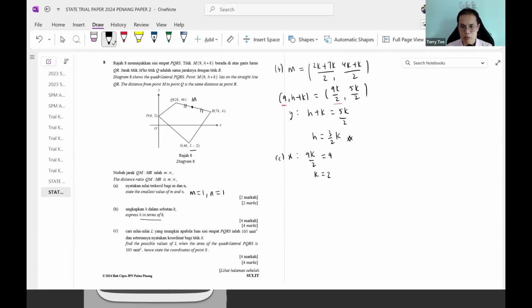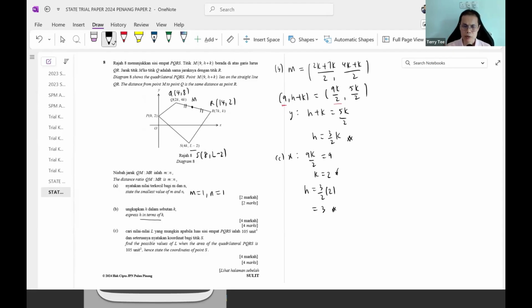So once you got your K, we're going to sub inside your H: 3 over 2 times 2, your H is 3. Okay, I've got all this already. Now, maybe it's better we sub everything inside. Your Q, K is 2, 2 times 2, this is 4. 4 times 2, this is 8. R here will be 7 times 2, 14, and this is 2. S will be 4 times 2 is 8, L minus 2.